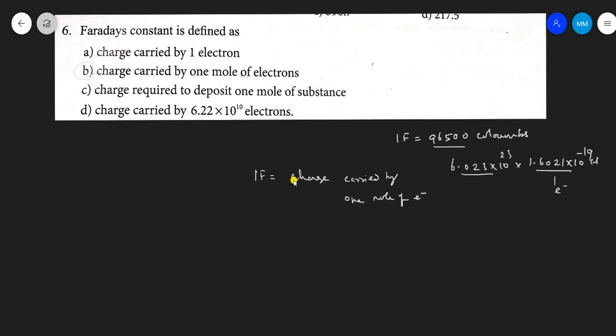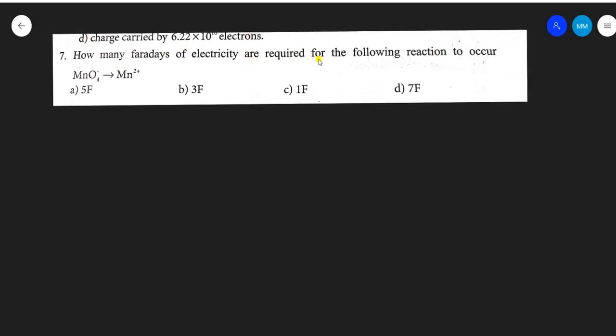Your answer is B. Question 7: How many Faradays of electricity are required for the following reactions to occur? The permanganate ion is converted into Mn2+. By calculating the oxidation number in MnO4 minus, Mn plus 4 into minus 2 is equal to minus 1, this charge. And Mn minus 8 is equal to minus 1. Mn is in the plus 7 oxidation state. The oxidation state of manganese is plus 7 here. Here the oxidation state is plus 2. So the oxidation state is converted into plus 2, it is reduced.